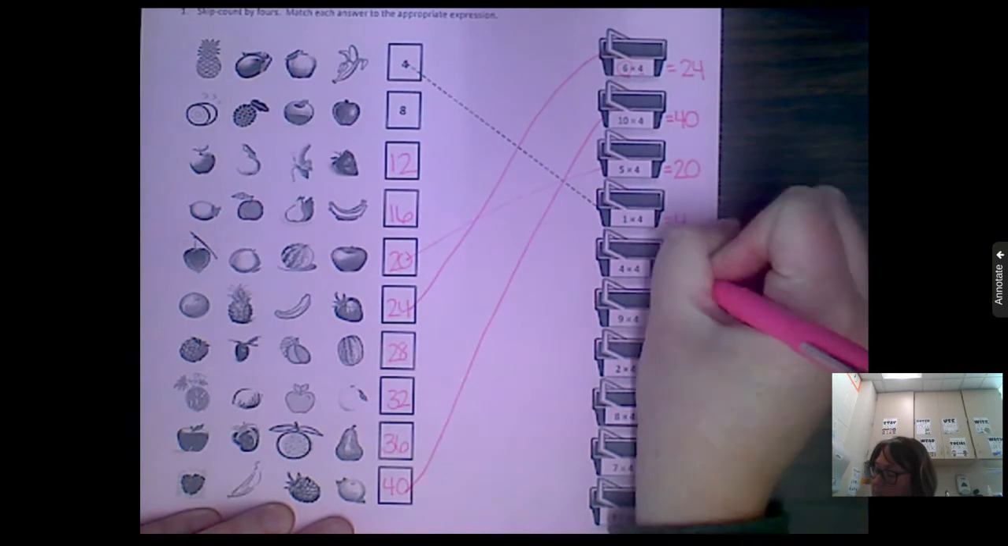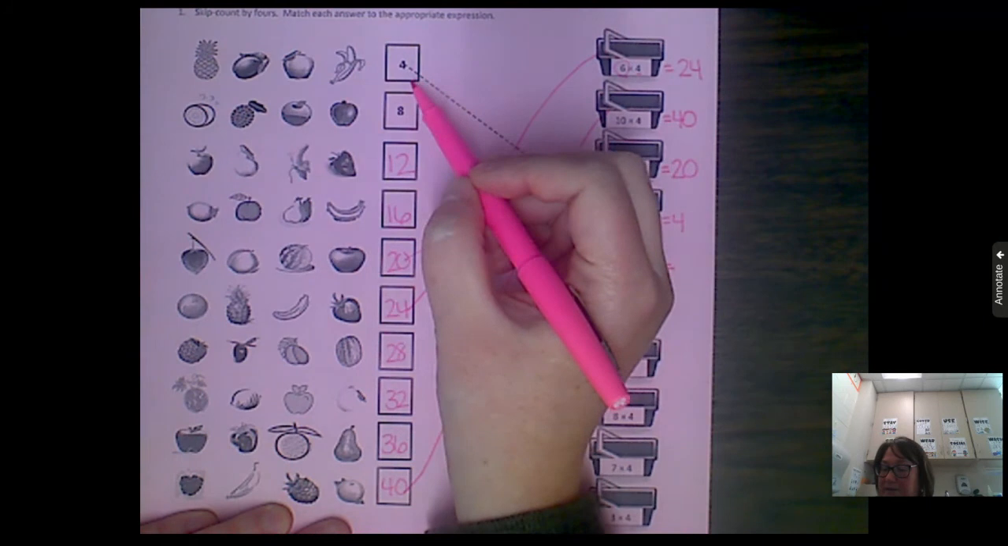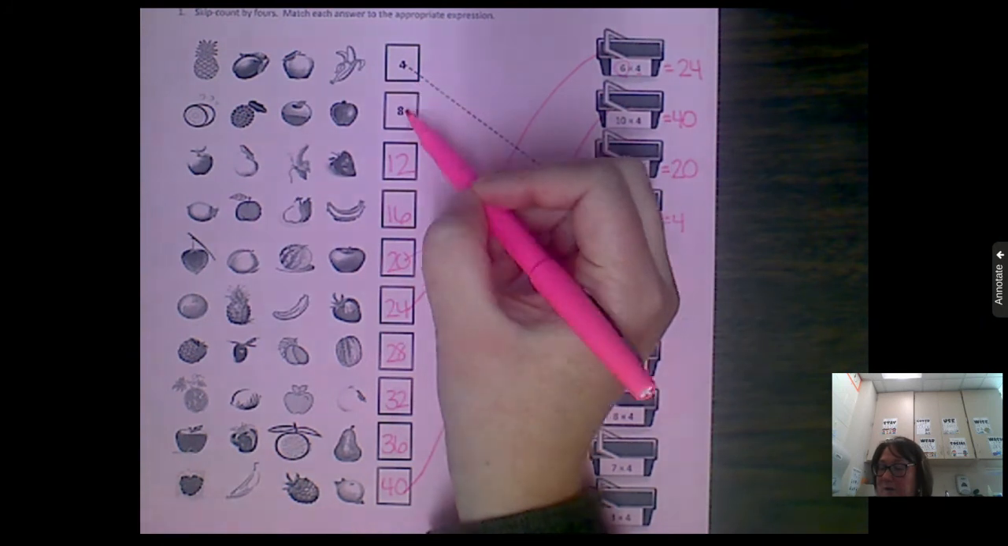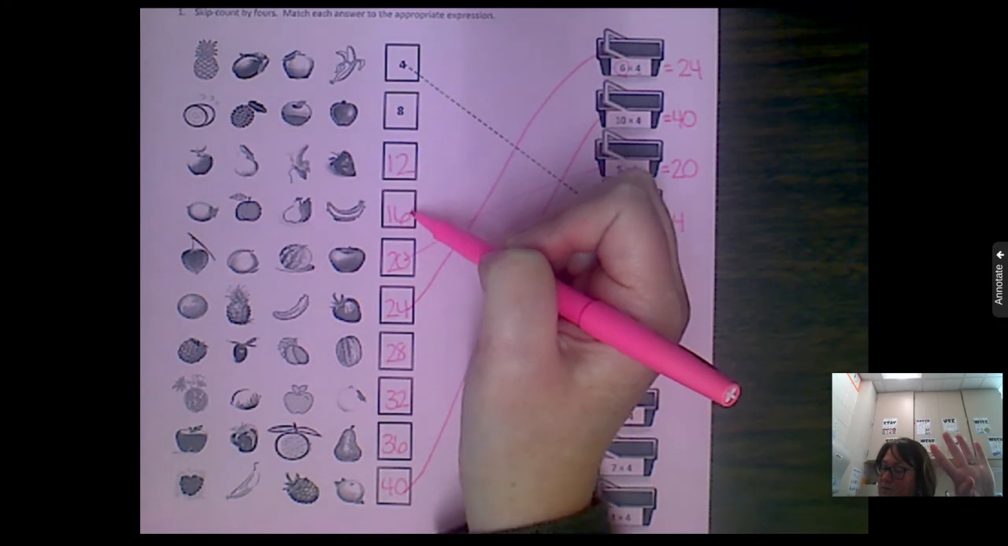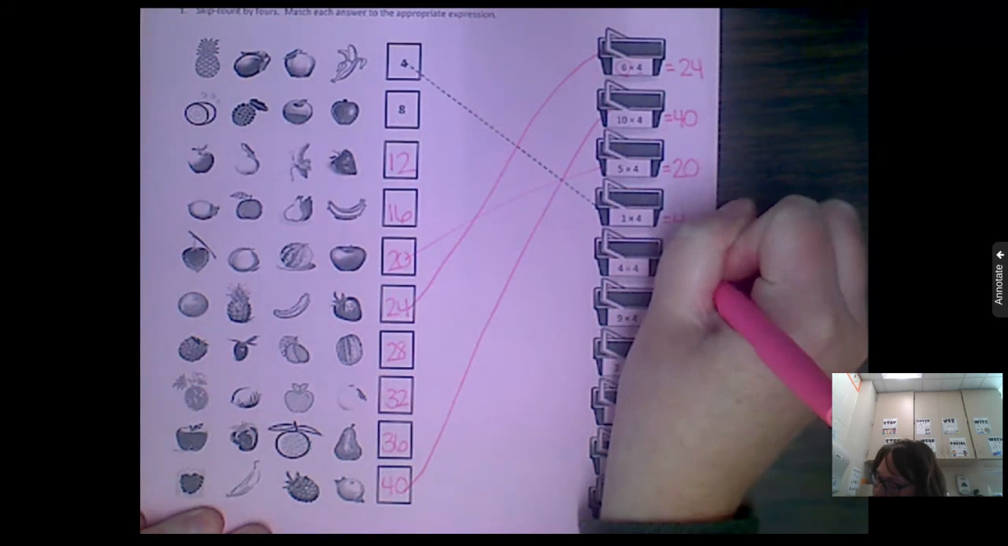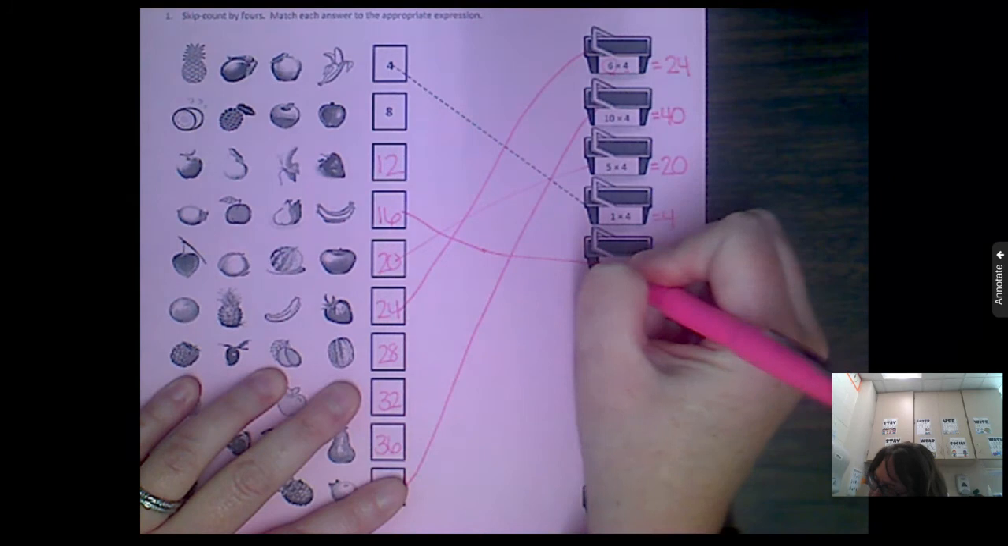So the next one is 4 times 4. So we're going to count by 4s 4 times. So I can use my count by here. Ready? 4, 8, 12, 16. So 4 times 4 equals 16. So then I can connect that 16 to the picnic basket.